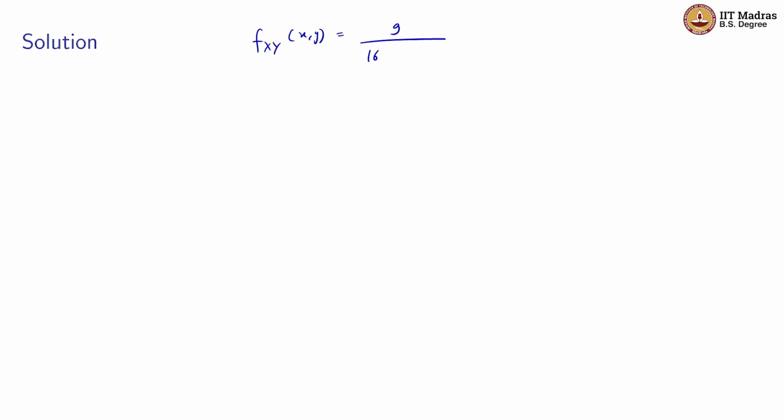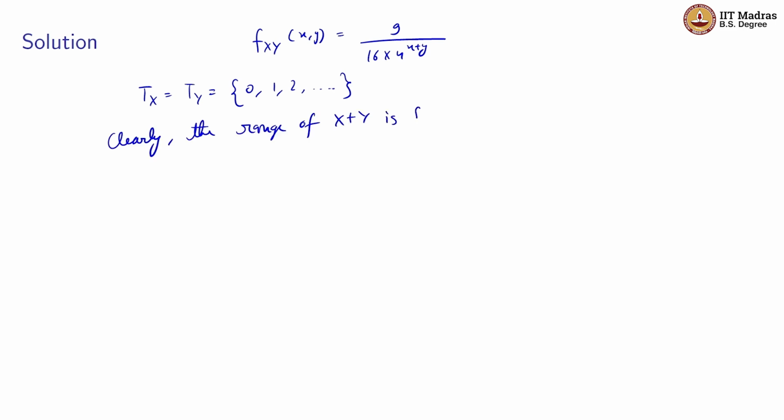9 by 16 into 4 raised to the power x plus y, and the range of x and y is integer values from 0 to infinity. So clearly the range of x plus y is also integer values from 0 to infinity. So for finding the PMF of x plus y, first of all let us start with finding the probability that x plus y is equal to 0.